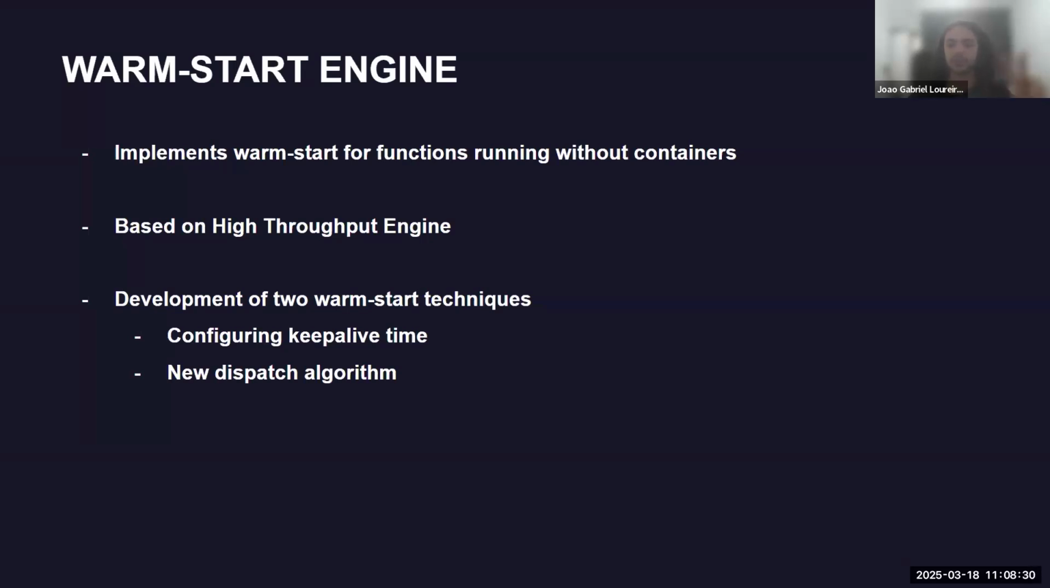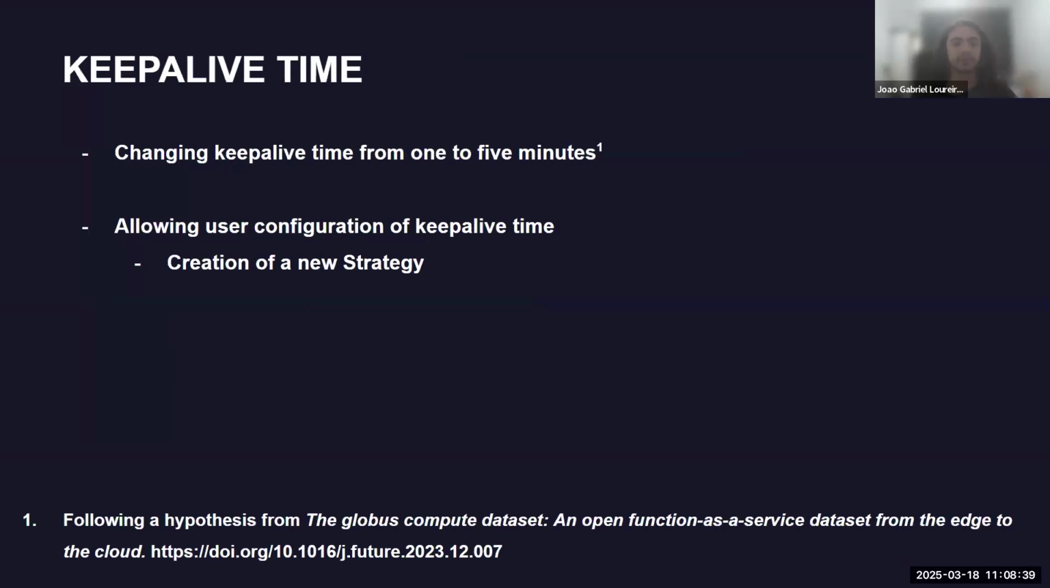And we developed two warm start techniques in this engine: the configuration of keep alive time and a new dispatch algorithm. For the keep alive time, the first thing we did was to change the time from 1 to 5 minutes. Managers and workers, if they don't receive anything for 1 minute, just shut down.